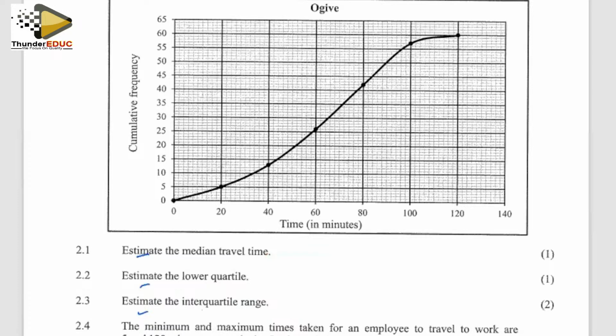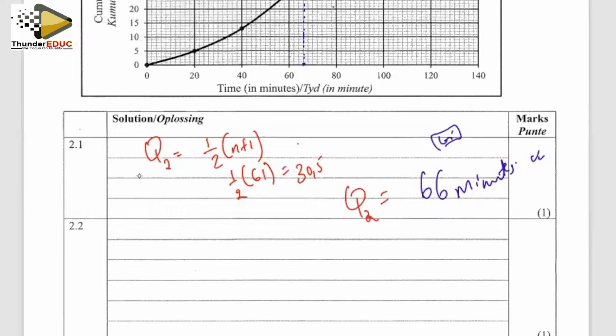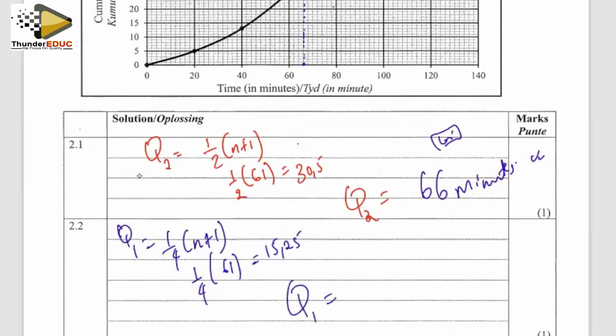Estimate the lower quartile, that is the Q1. With the Q1, we know that it's going to be a quarter of n plus 1. So that will be a quarter of 60 plus 1, which is 61. And that gives me 15,25 as the position.